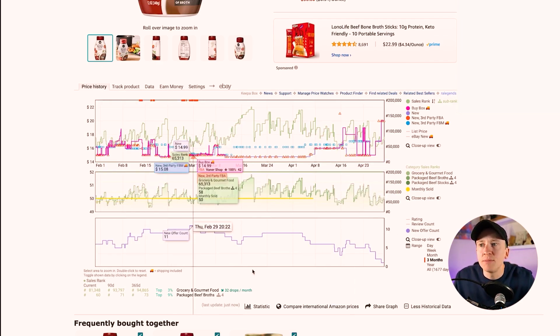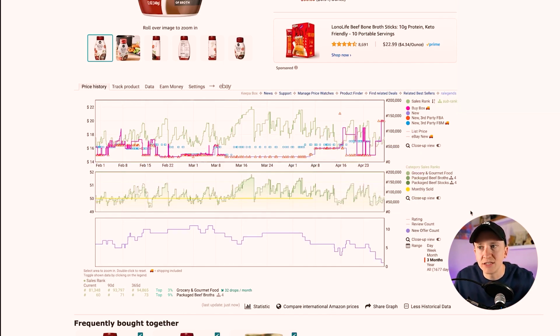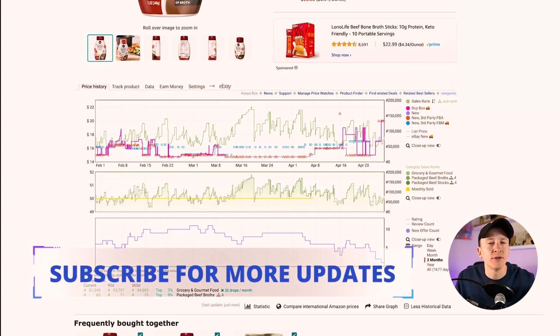Now, for a lot of people, this may be very overwhelming. This is what Keepa as a Chrome extension on your Google Chrome browser looks like. We're going to be just discussing these graphs in this video. I've got separate videos on the Keepa Data Product Finder and using that tool, so be on the lookout for those after this video.